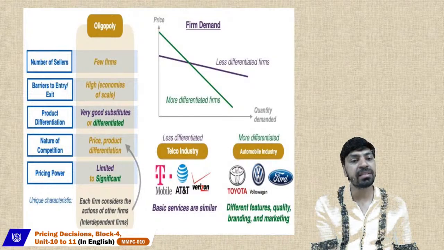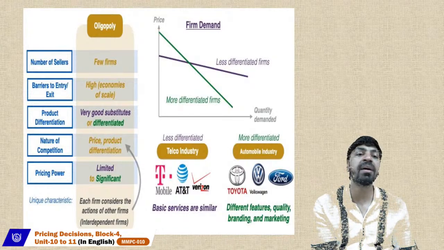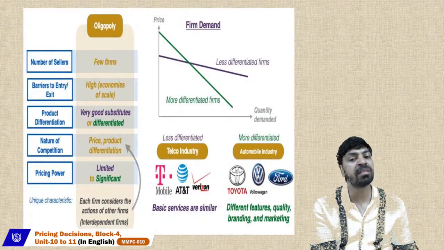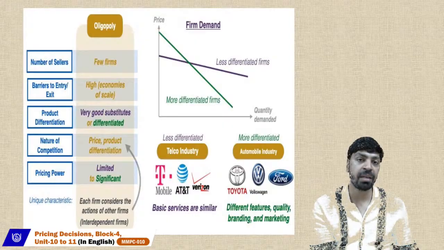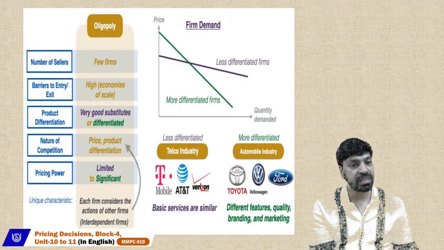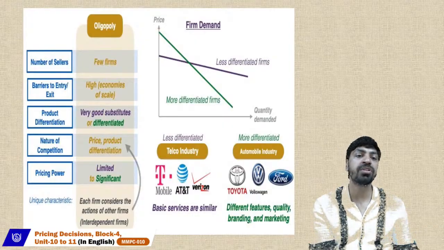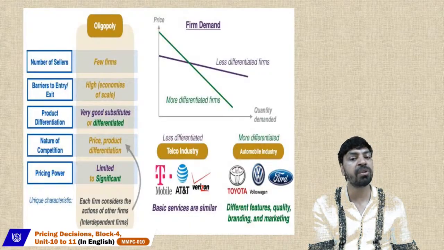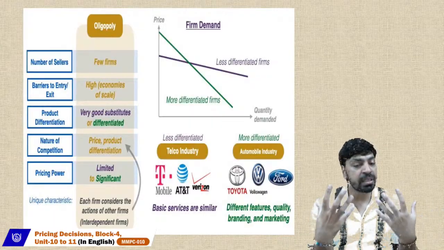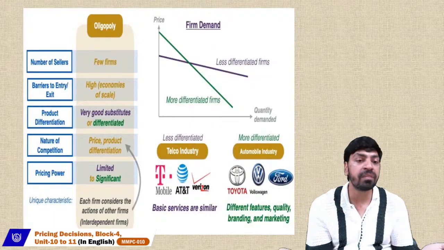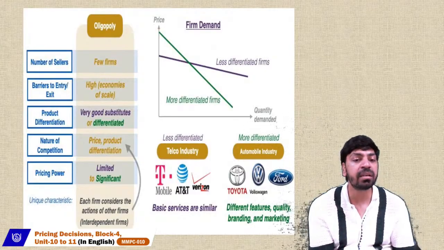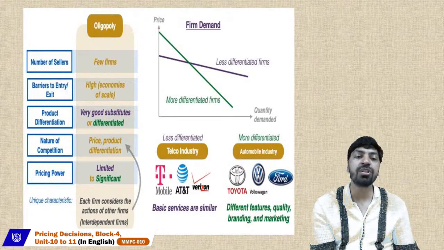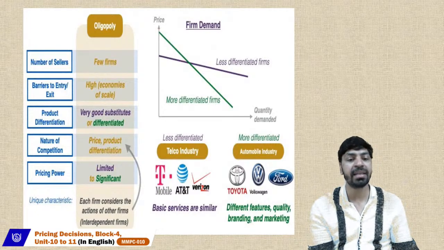Barriers to entry and exit: of course, there are high barriers to entry and exit, depending upon the factors of production, that's called economies of scale. Next one is product differentiation: very close substitutes, and of course differentiated products as well. If you look at any one industry, there are different brands available, so differentiated products are available.